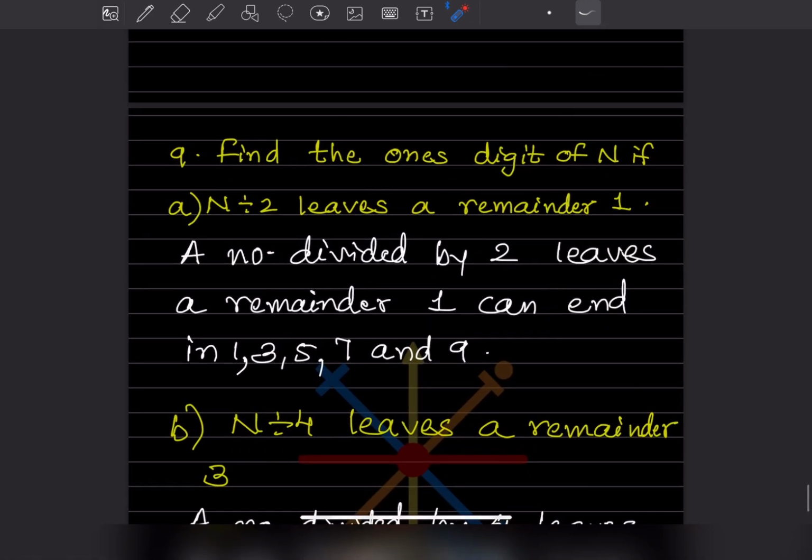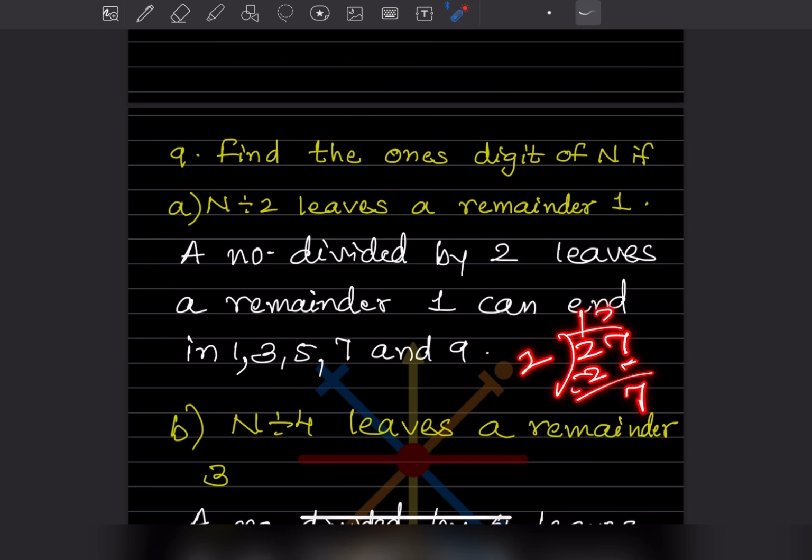Find the ones digit of n if n divided by 2 leaves a remainder 1. Now this n can be any number. A number divided by 2 leaving a remainder 1 means the ending should be 1, 3, 5, 7 or 9. Suppose we take 29 and divide it by 2: 2 ones are 2, 2 fours are 8, so the remainder is 1. So it can be 9. If we take 27, any number ending with 7, 2 ones are 2.